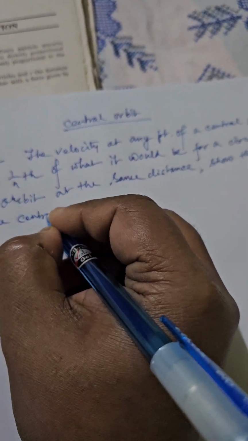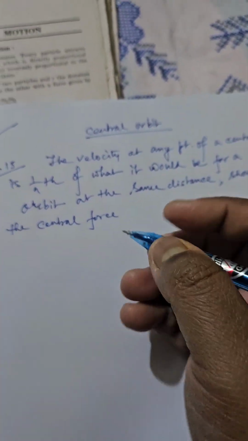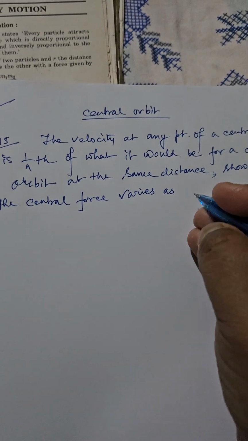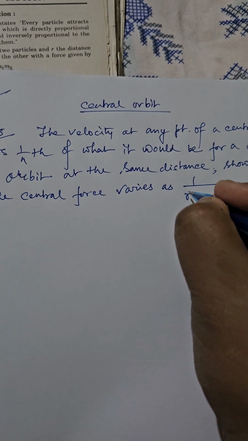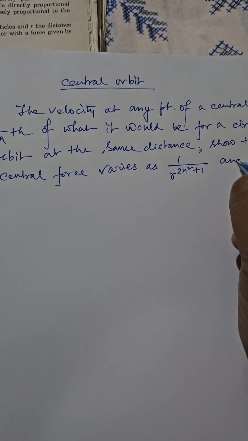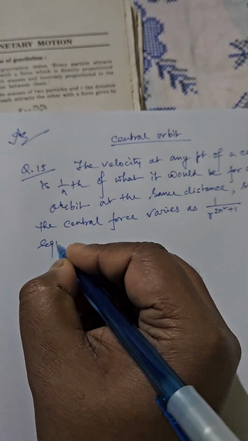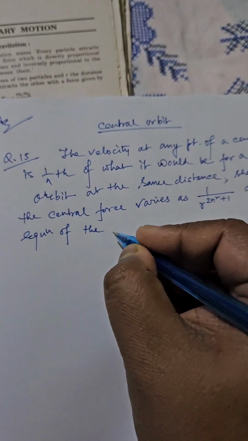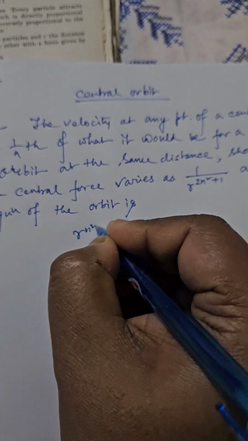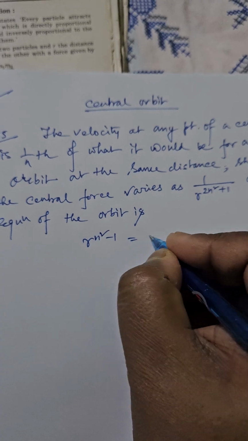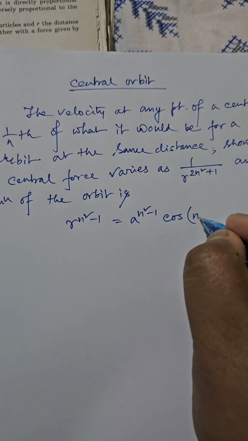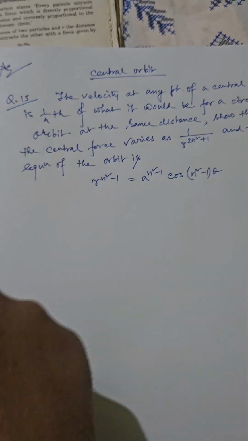the central force varies as 1 by r to the power 2n square plus 1, and the equation of the orbit is r to the power n square minus 1 equals a to the power n square minus 1 into cos of n square minus 1 theta.